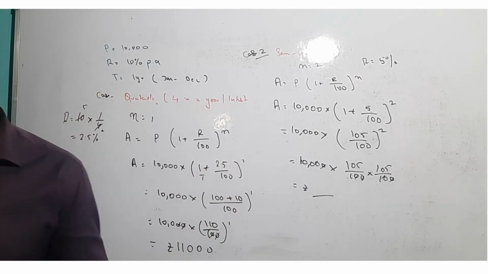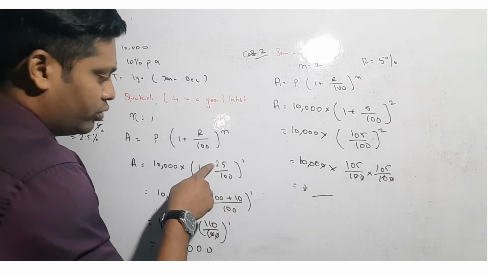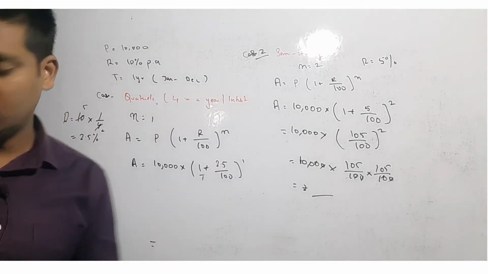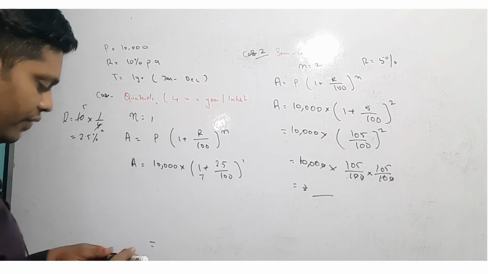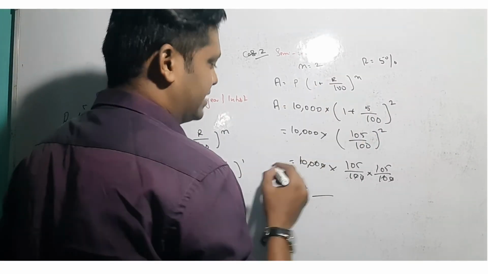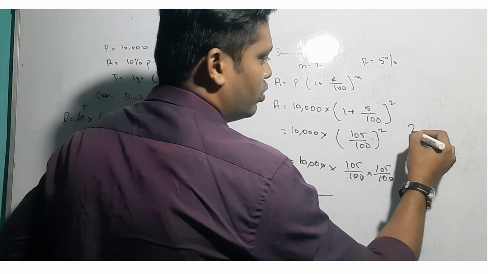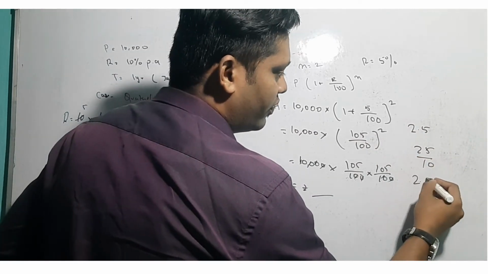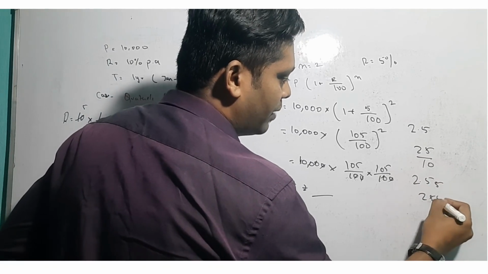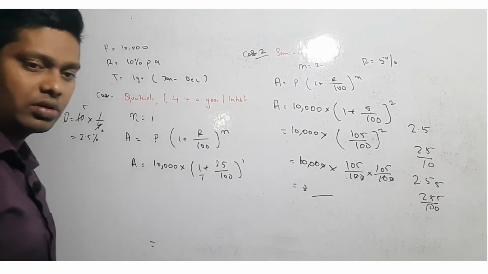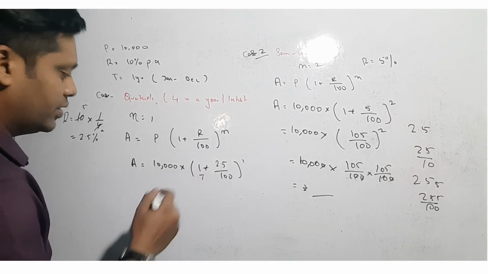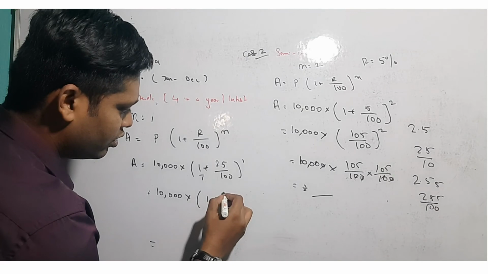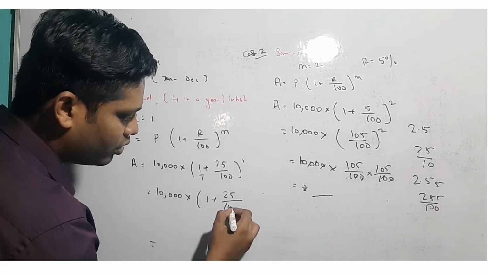Now you may be asking that I told you to add this one directly, but it is in point, then how to do this one? If it is in point, make it simple. If it is just like 2.5, you write 25 by 10. If it is 2.55, you write 255 by 100. Clear? Okay. So it will be how much? 10,000 into 1 plus 25. One more zero will come.